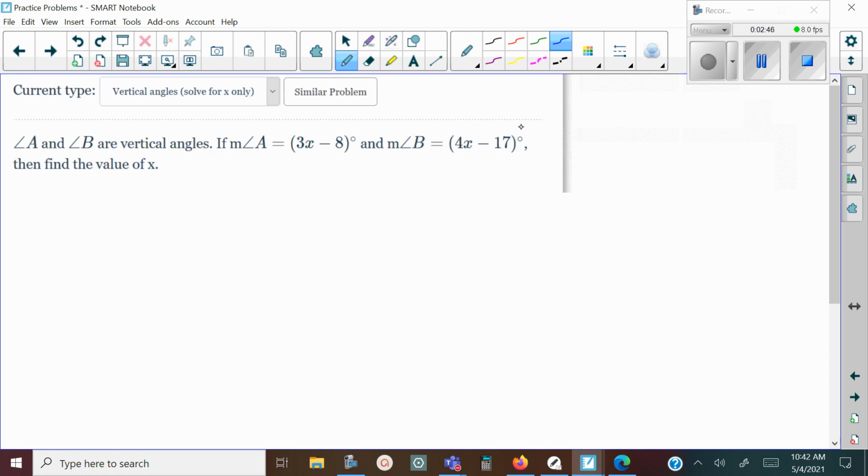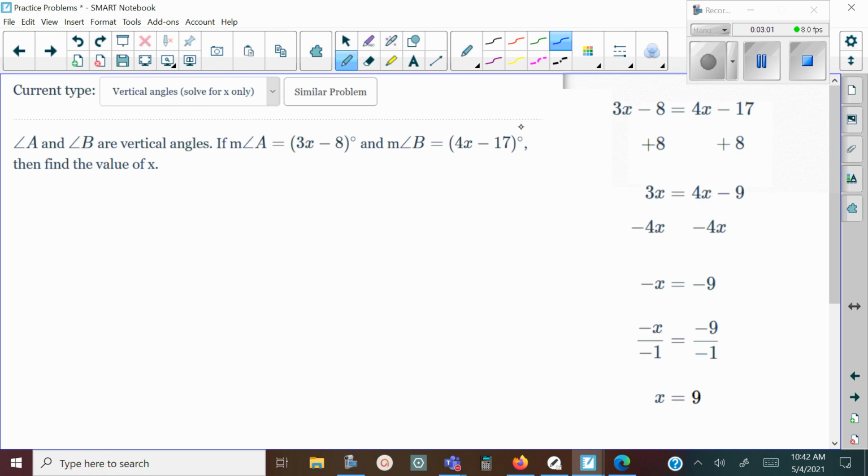So let's take a look at this one. You can go ahead and pause the video and solve this one on your own and see if you get the correct answer. All right, let's take a look at the answer on this one. You should get 3x minus 8 is equal to 4x minus 17. We've got angle A, which is right here, and angle B, which is right here, and we set them equal to each other.